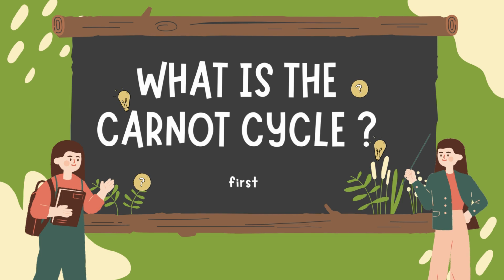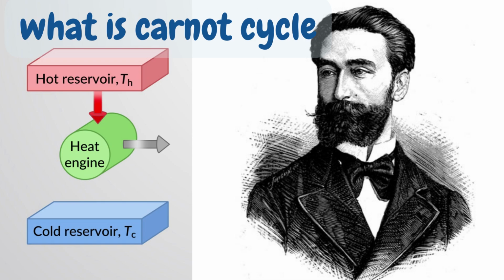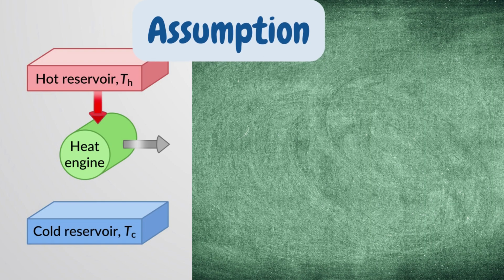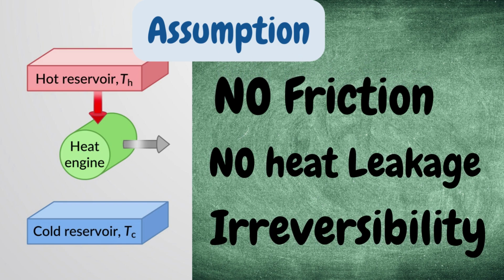First, what is the Carnot cycle? The Carnot cycle is a reversible thermodynamic cycle that operates between a high-temperature reservoir, TH, and a low-temperature reservoir, TL. It was introduced by Sadi Carnot in 1824 and is based on the assumption that no energy is lost due to friction, heat leakage, or irreversibility. Because of this, the Carnot cycle defines the maximum theoretical efficiency any heat engine can achieve.